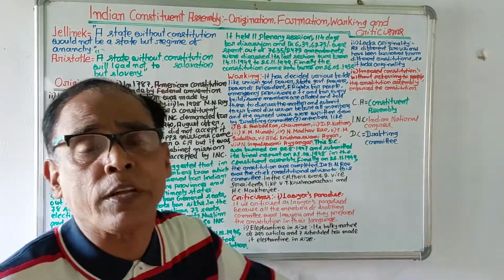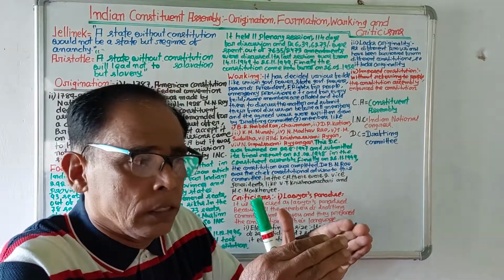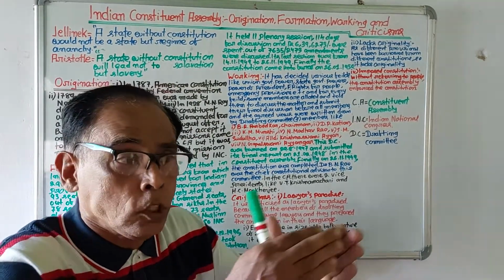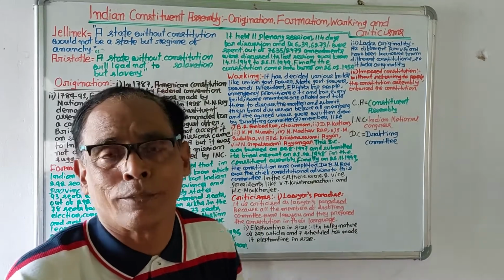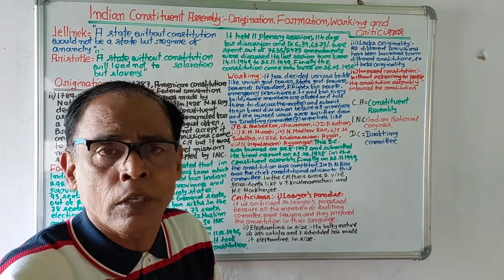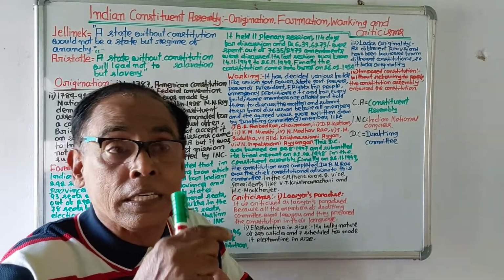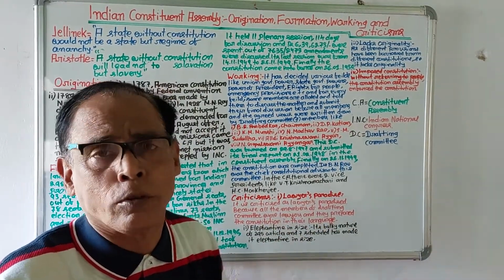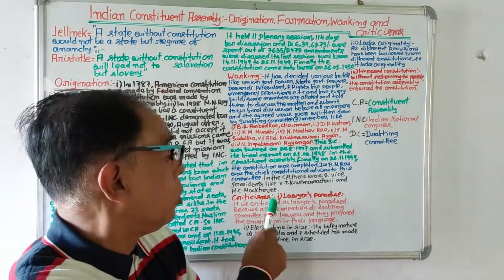So the first criticism of the Constituent Assembly is that the constitution is a lawyer's paradise. The Constituent Assembly included all lawyers in the drafting committee. So as all the lawyers were in the drafting committee, they prepared the constitution in lawyers' language. By this, ordinary people are unable to understand the Indian constitution because it has been written in legal language. So it is criticized as a lawyer's paradise.